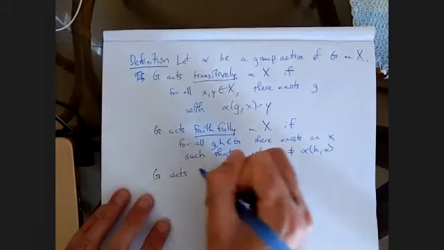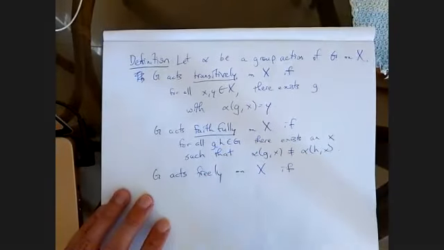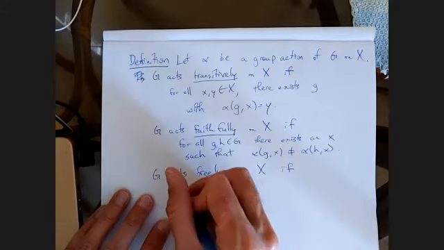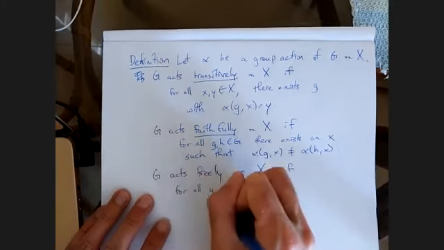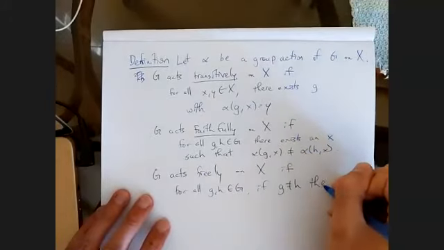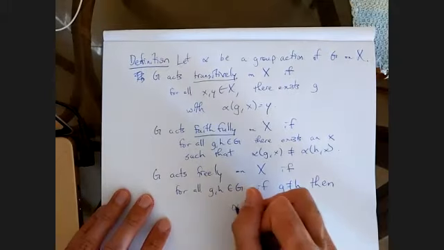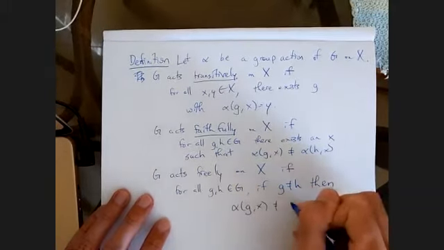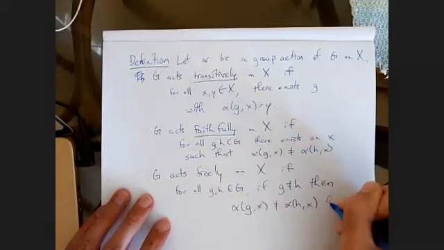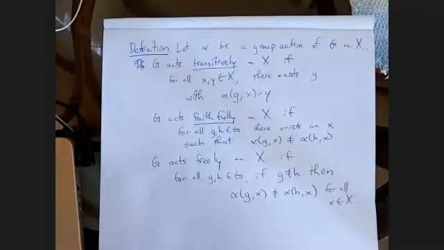And we'll say that G acts freely on X if for all g and h, if g is not equal to h, then alpha g x is not equal to alpha h x for all x.